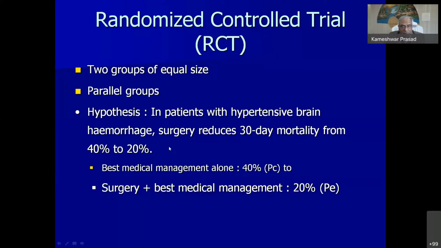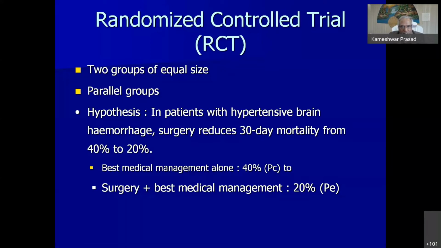It should be clinically important as well. Otherwise, even if you do the trial and you show a difference, suppose there is a difference of 1%, 40% to 39%, nobody will go for surgery. There is so much hassle in surgery and risk also. That 1% difference will not be persuasive enough for patients or surgeons to go ahead and do it. So the 20% difference which you see here is something hypothesized, something plausible, something which will be clinically important.